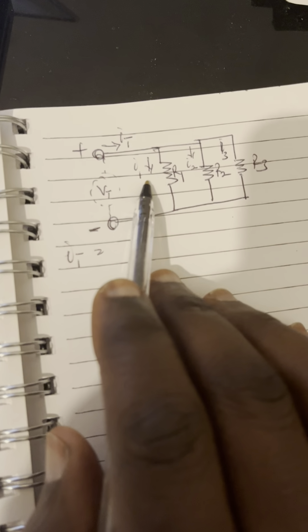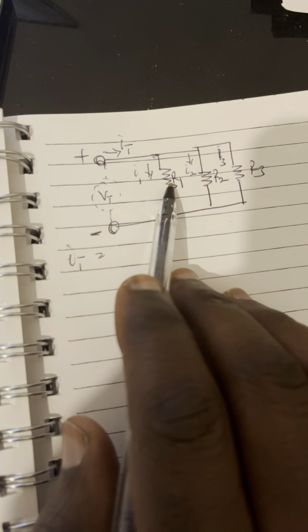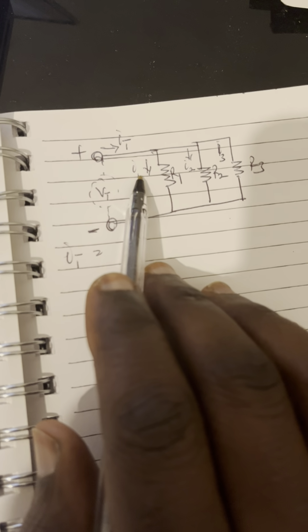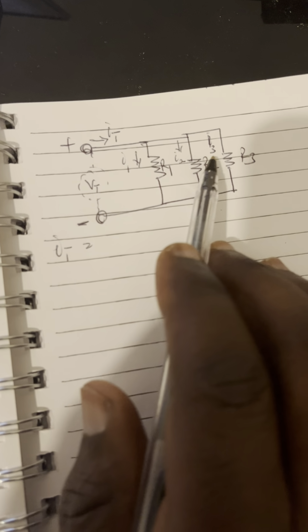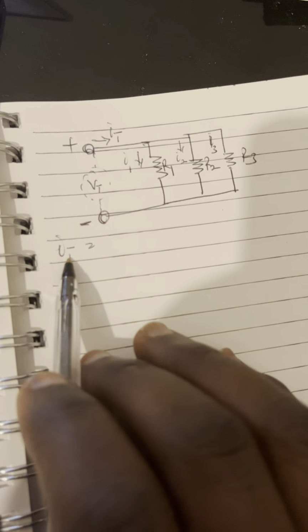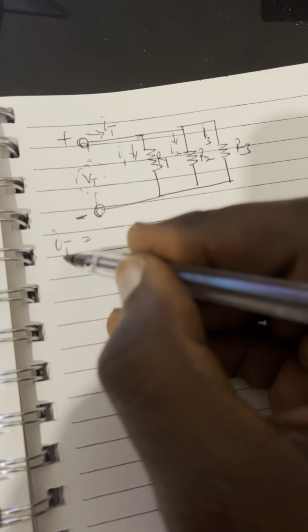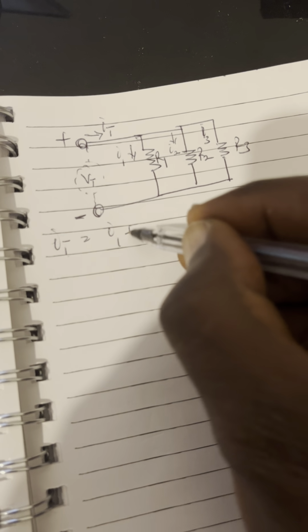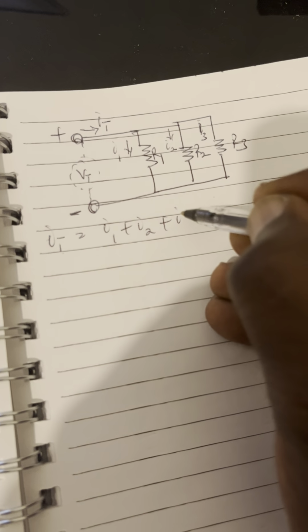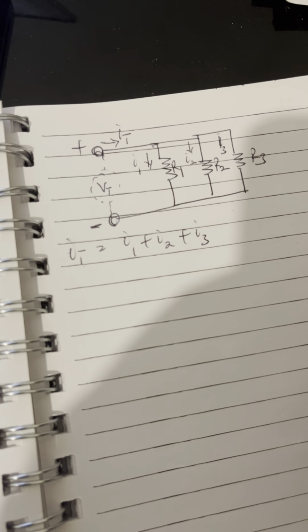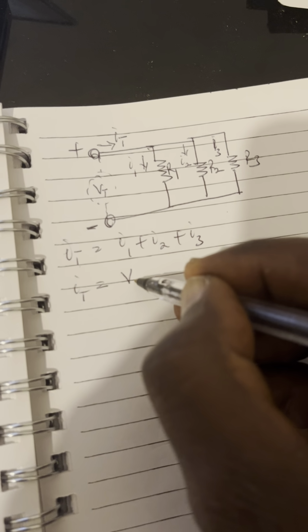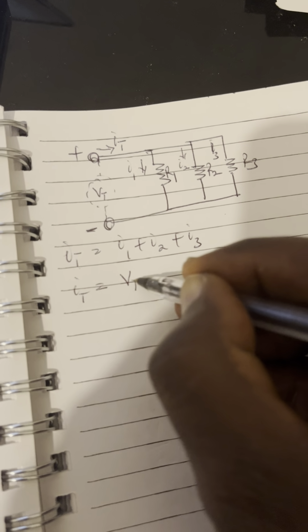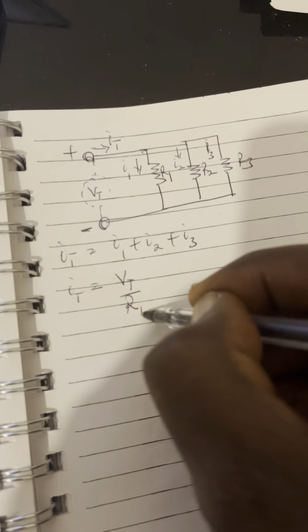Since different currents flow in a parallel connection, the current that flows here is different from the current that flows here, and different from the current that flows here. Therefore, there will be an overall current. That will mean that I total equals I1 plus I2 plus I3. So, from Ohm's law, I total equals V total over R total.